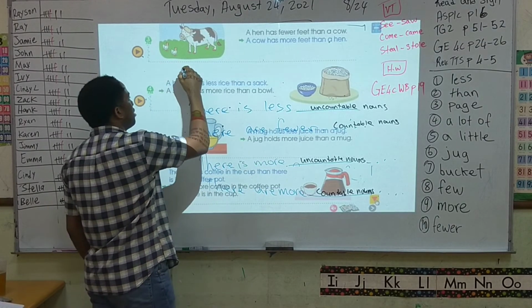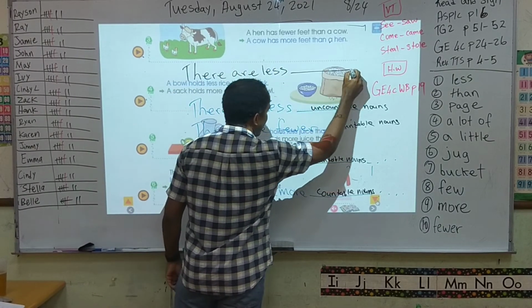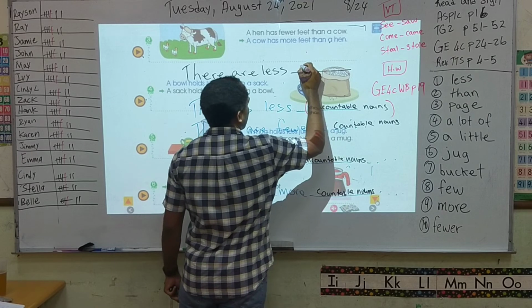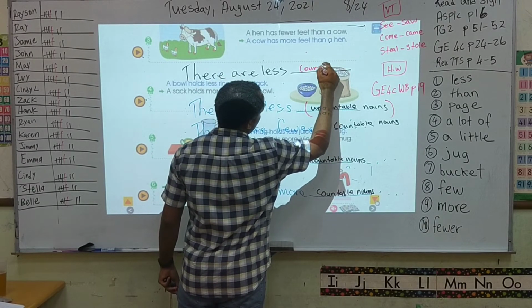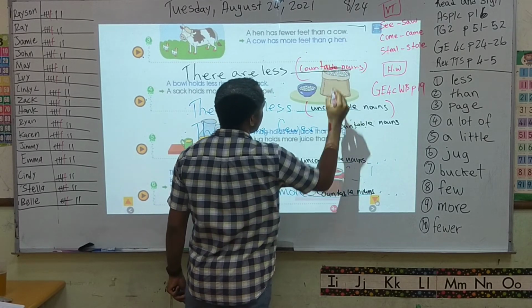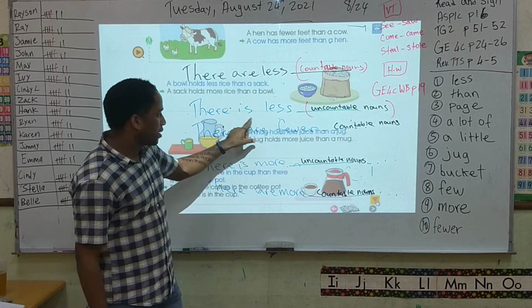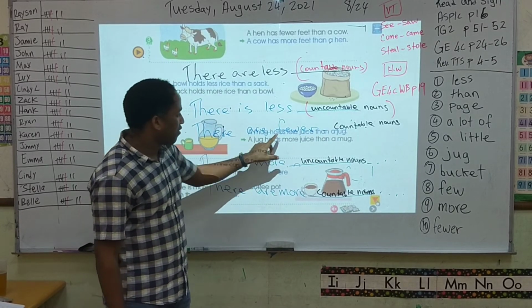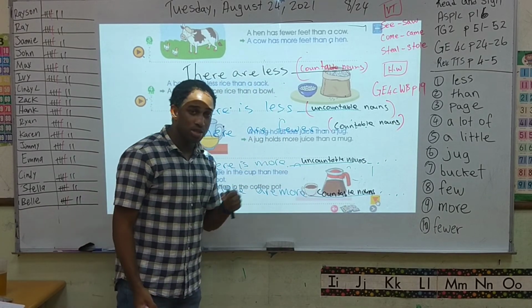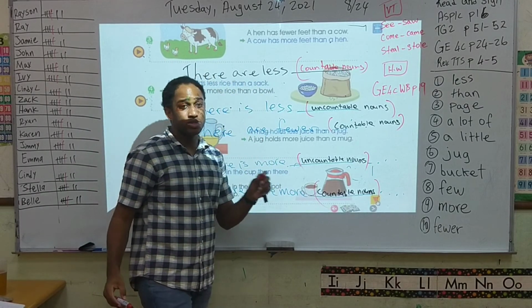If you have there are less, this has to be countable. You have to put a countable noun there. There is less, uncountable. There are fewer, you have to put a countable noun. There is more, uncountable noun. There are more, you have to put a countable noun.